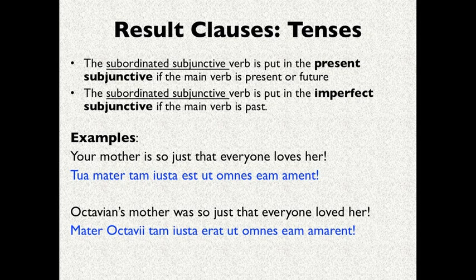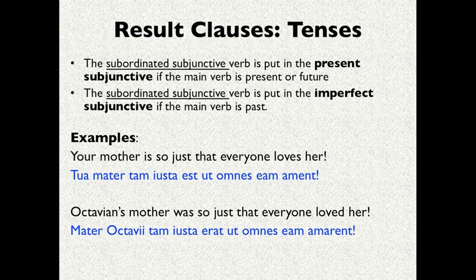Okay, let's look at the tenses. The pattern for tenses here is the same as in the purpose clauses. So the verb that is in the subjunctive, we put in the present subjunctive if the main verb is present or future. We put the subjunctive verb into the imperfect if the main verb is past. Let's look at a couple examples. Your mother is so just that everyone loves her. Our main verb is, that is, est in Latin, which is in the present tense. So we're going to use the present subjunctive for our subordinated result clause. So we have the word ament.